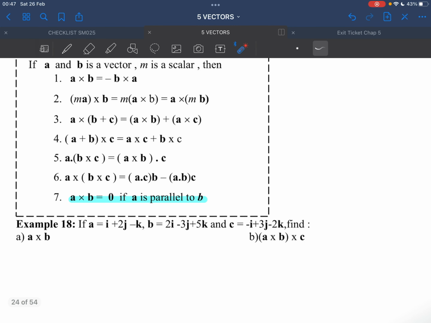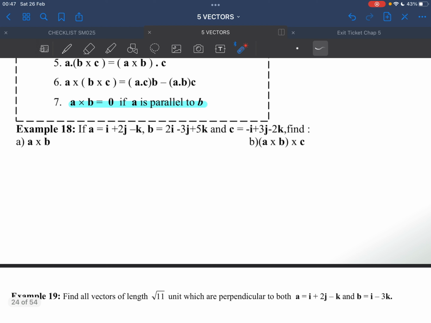So let's see example 8. Given A, B and C, find A cross B. This is the normal thing that we do from before. You can do this by yourself. You should get 7i minus 7j minus 7k. So let's see this example here. We have A cross B cross C. A cross B is from this question.